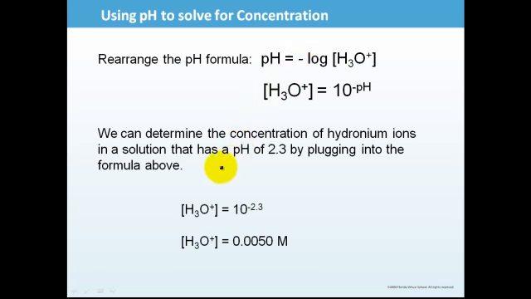So in this example, it says, what's the concentration of the hydronium ions if we have a pH of 2.3? All right, so again, just like we were doing before, we just plug it in. So 10 to the negative 2.3. Plug that into your calculator and you end up with 0.0050. In scientific notation, if we move that decimal point over, this would be 5.0 times 10 to the negative 3.